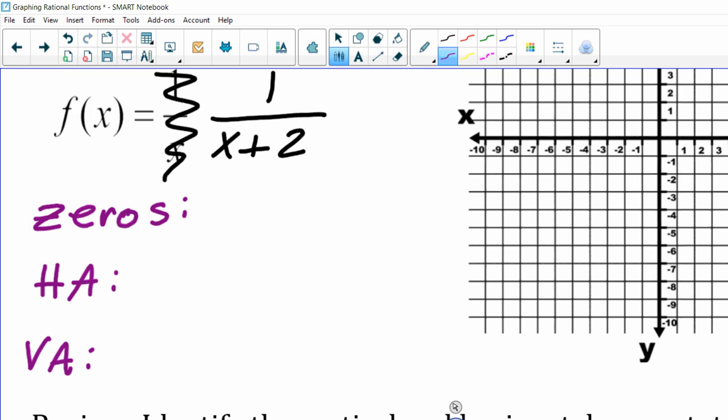Where the numerator is equal to 0. Where does this numerator equal 0? Never does. 1 doesn't equal 0, and it never will. So there aren't any zeros. So what that means is this graph will never cross the x-axis. Okay? Turn around, Hayden.